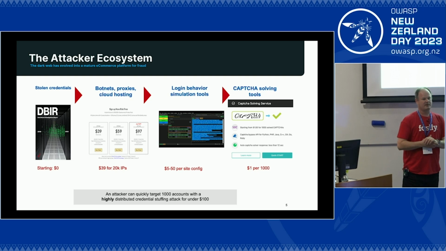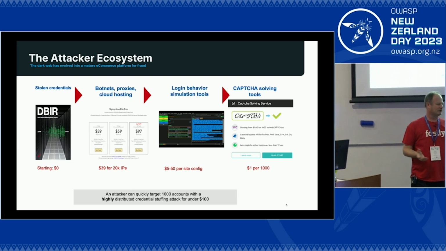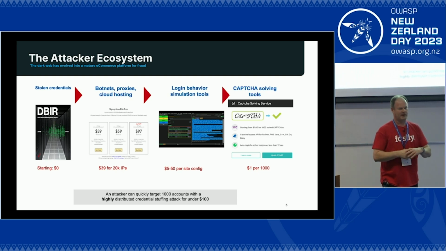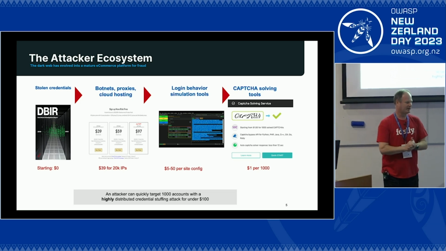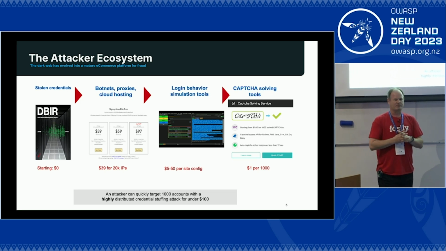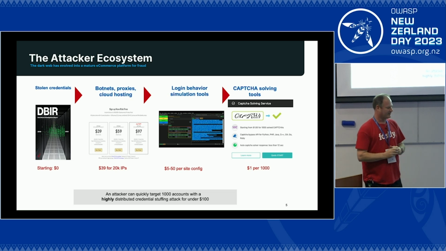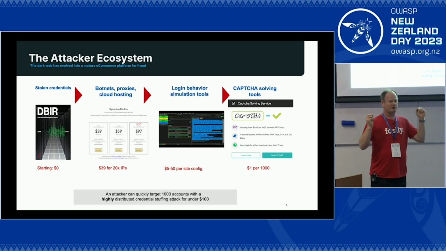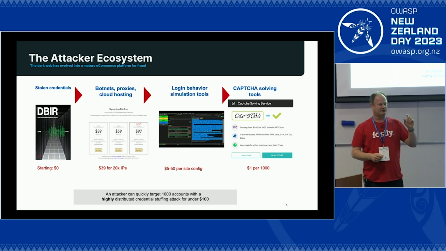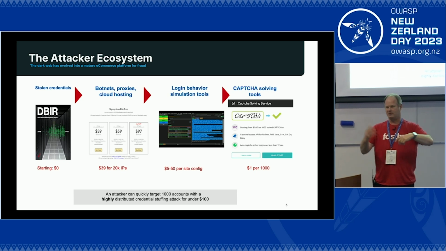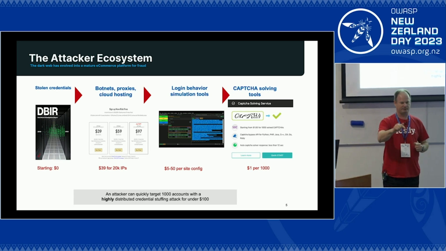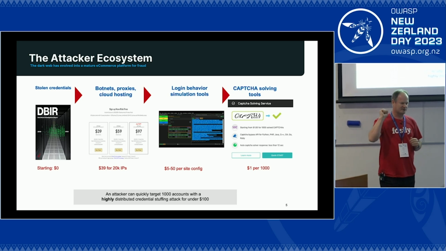Now, you need a tool like a login behavior simulation tool. So things like Browser Automation Studio, OpenBullet, things like that. I'm going to show you about this in a second. These are the tools that you can plug in credentials, plug in proxies. You configure it for the login of the website or whatever else you want, and then you just press go. And it will go and just blast all those credentials at the website.